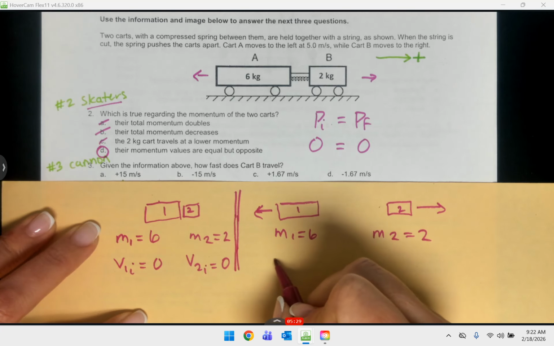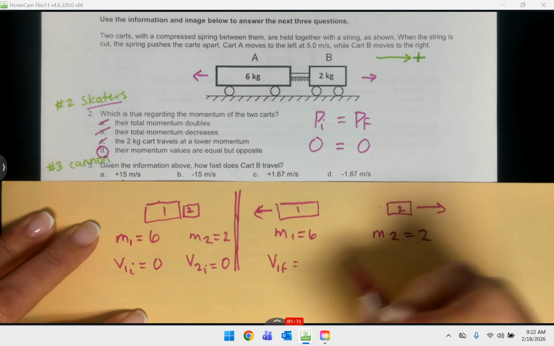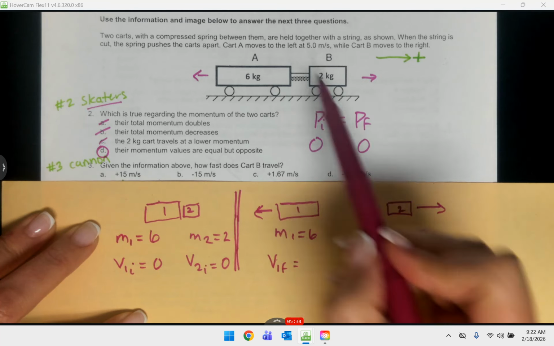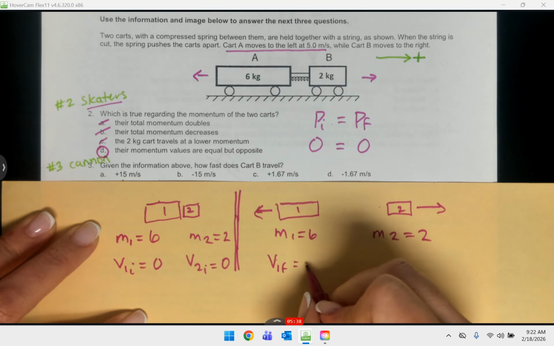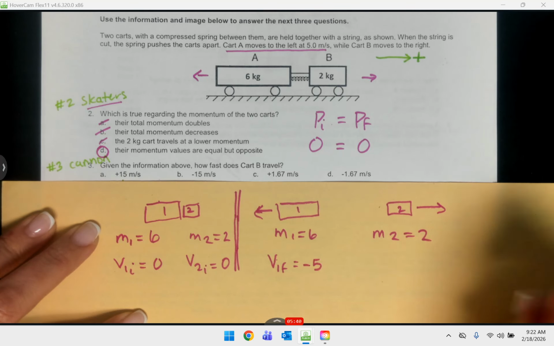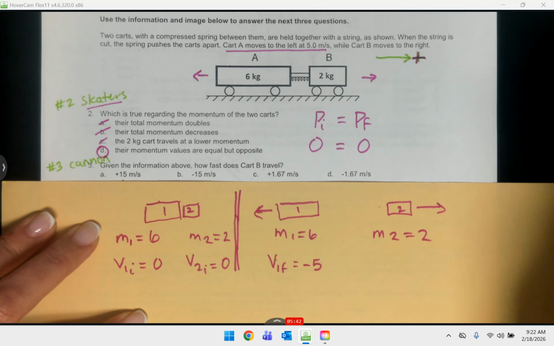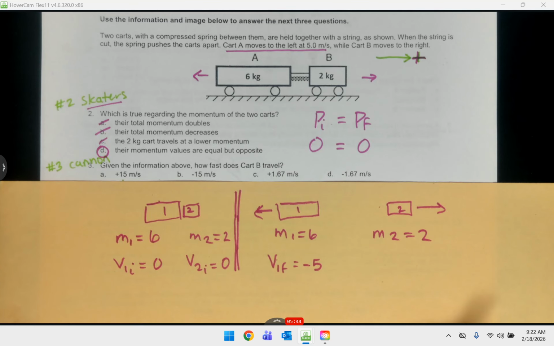And then over here, V1 final, it tells us in the question that cart A moves to the left at 5 meters per second. That to the left, I'm going to call the negative direction. Again, at the beginning of the year, we talked about the fact that anything to the right was positive and anything to the left is negative. We did the same thing with up and down. Up was positive, down was negative, just like a coordinate system in math.